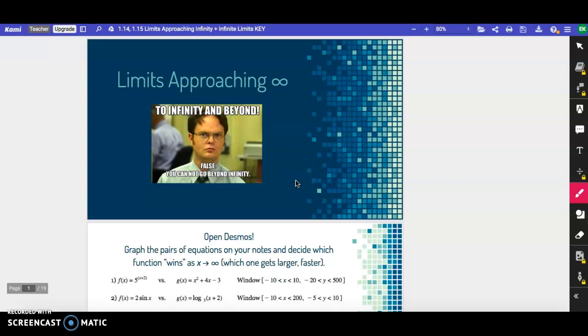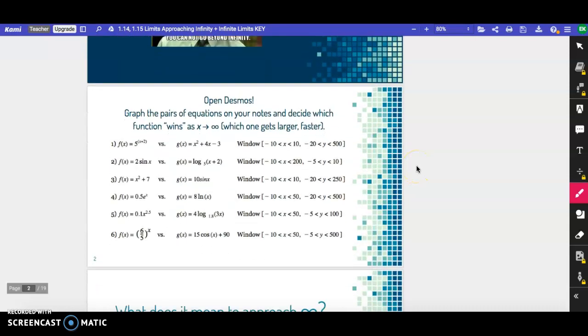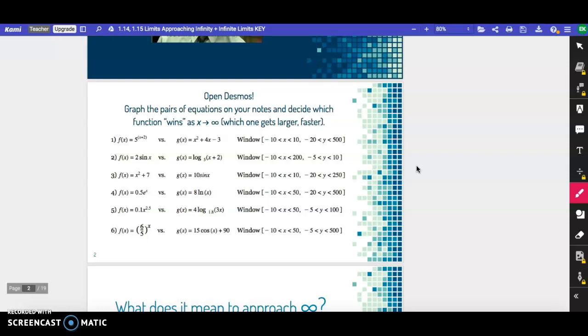Hey guys, today we are going to go over limits approaching infinity. So we'll talk about what happens as different functions grow infinitely large, grow towards negative infinity, or grow infinitely small towards zero.